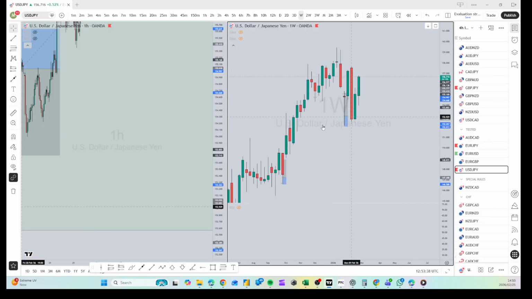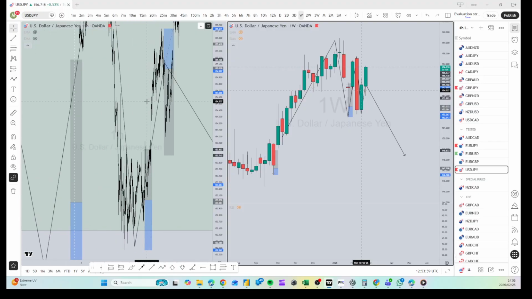We had this uptrending market, and then a strong push. So it looks like we are now changing character and starting to pivot to the downside. I was expecting a little bit of a move up and then a continuation to the downside, but we never got that.